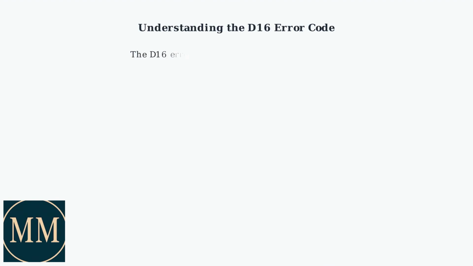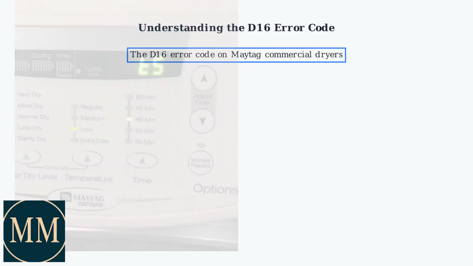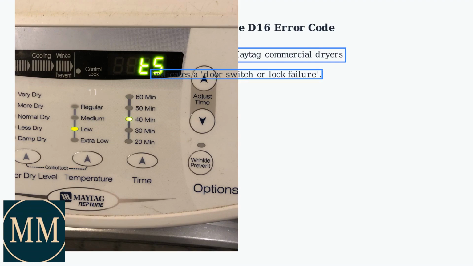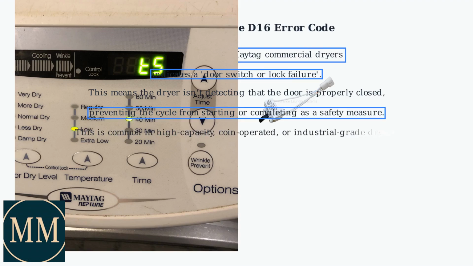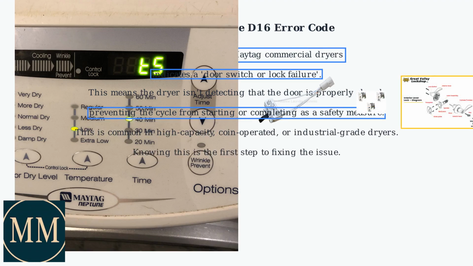The D16 error code on Maytag commercial dryers indicates a door switch or lock failure. This means the dryer isn't detecting that the door is properly closed, preventing the cycle from starting or completing as a safety measure. This is common in high-capacity, coin-operated, or industrial-grade dryers. Knowing this is the first step to fixing the issue.